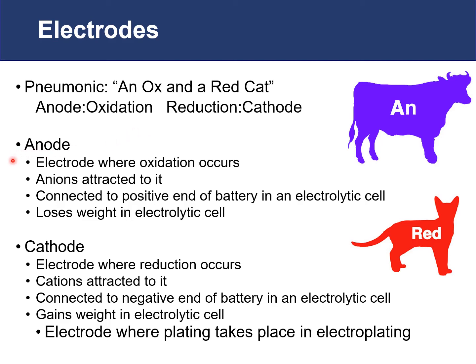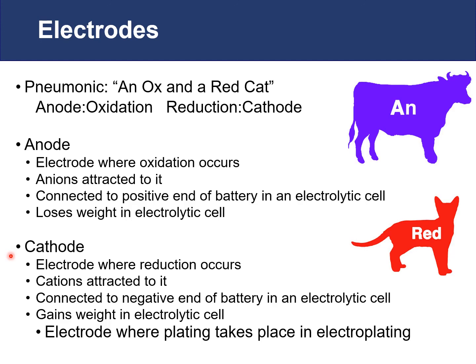The anode is the electrode where oxidation occurs. The anions, the negatively charged ions, are attracted to it, and that's where the anions in what we will see later, called the salt bridge, flow towards the anode. It is connected to the positive end of a battery in an electrolytic cell, and it's the one that will lose weight in an electrolytic cell.